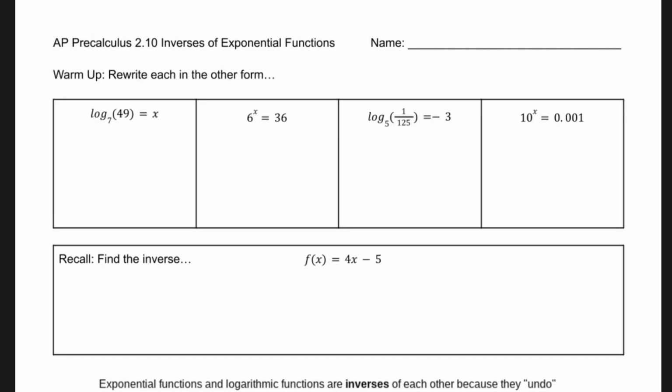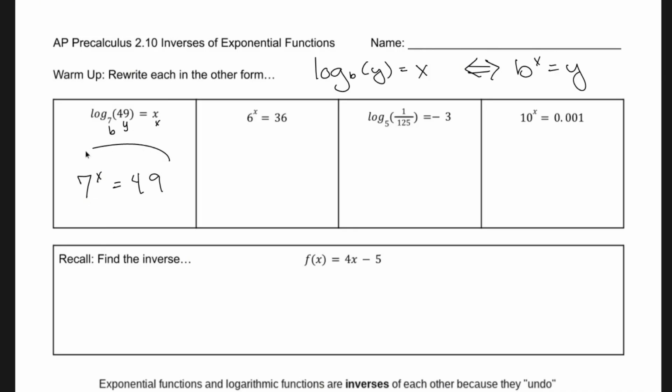Rewrite each in the other form. Well, let's remember that to convert a log to an exponential or an exponential to a log, you have log base b of y equals x, and that can be written as b to the x equals y. And vice versa. So this is logarithmic form. You would label you b, you would label you y, you would label you x, and so we would write that out as b to the x equals y. 7 to the x equals 49. We don't have to solve, but if we did, the answer would be 2.